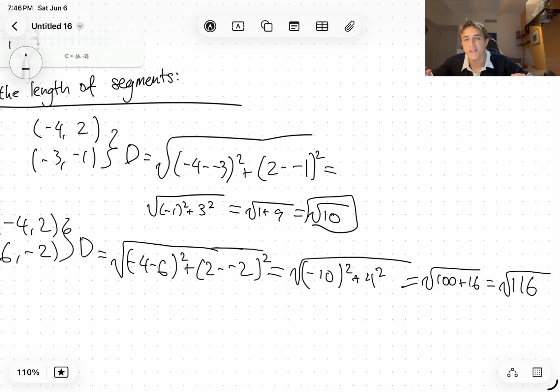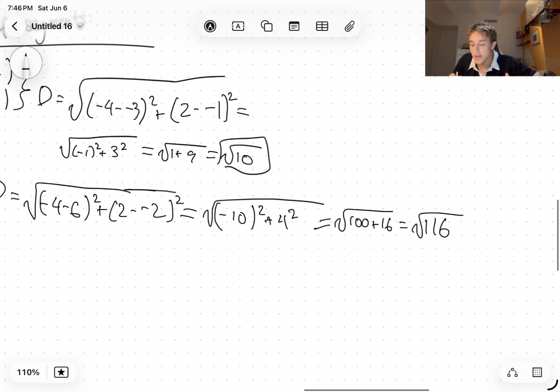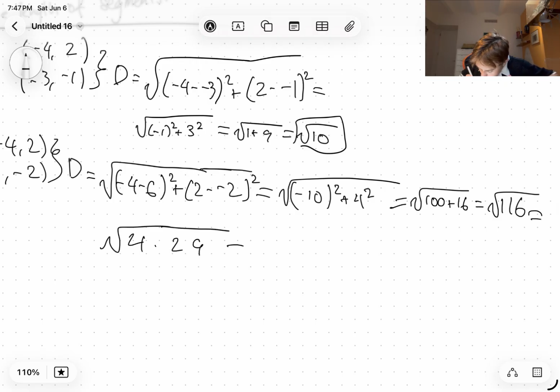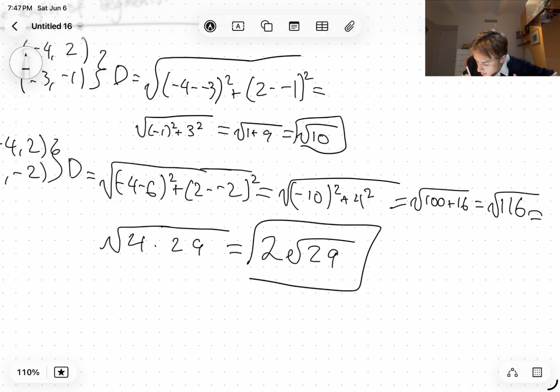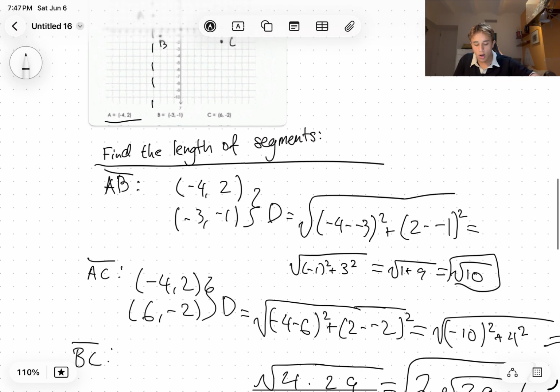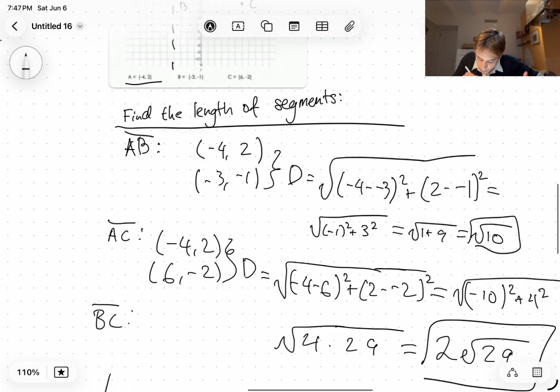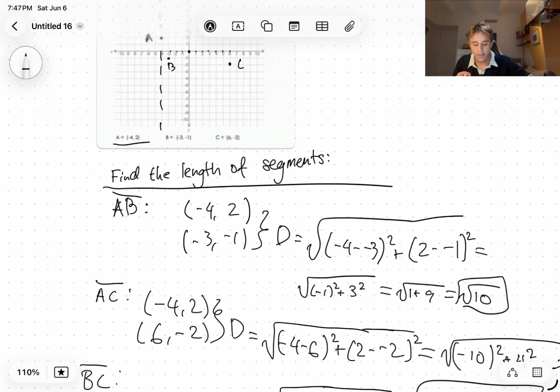Notice that 116 is divisible by 4. I think it's 4 times 29. So since 4 is a perfect square, we can take it out. So this is equal to the square root of 4 times 29, which is equal to 2 times the square root of 29. So the distance between points A and C is going to be 2 times the square root of 29. And lastly, we're going to need to find the length of BC, which is the distance between negative 3, negative 1, and 6, negative 2.